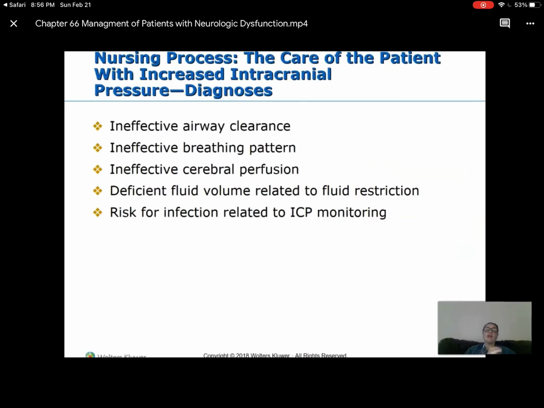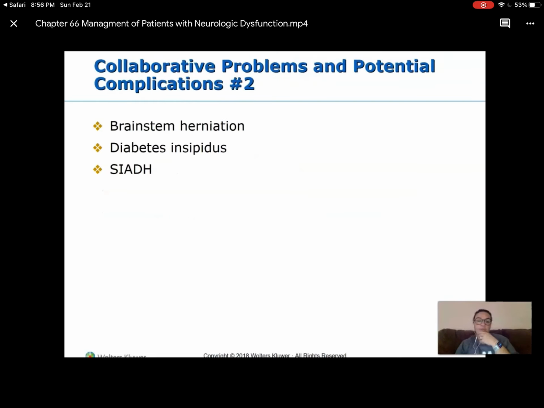Okay, diagnosis. So up on top is the airway clearance. Can they breathe? The pattern, the cerebral perfusion. So it's constant monitoring of these things at this time. Fluid volume deficit, IV fluids, fluid and electrolytes. Risk for infection is huge here. All right, collaborative problem complications. We could have a herniation. So we have diabetes insipidus and SIADH. These are two huge complications that unfortunately are very common and happen with people with a brain injury and ICP.